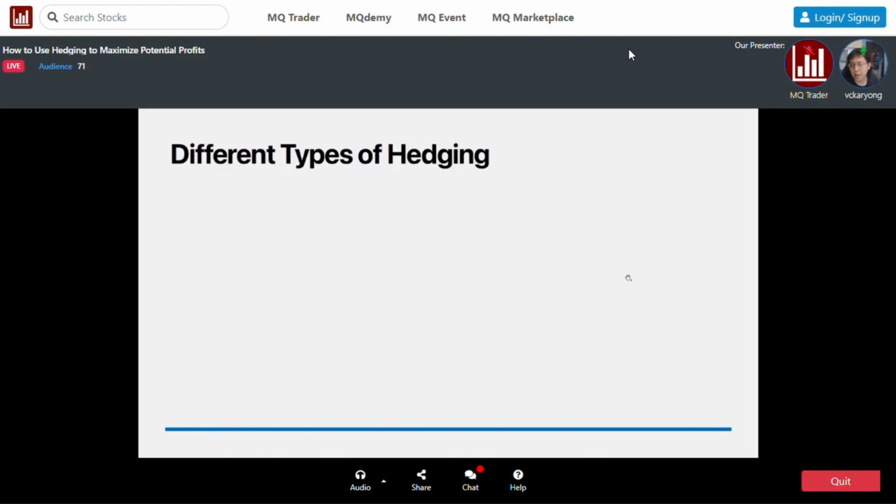Now, there are different types, as I mentioned. One is you can use futures contracts. Some of these methods may be a bit more advanced, because if you're using futures contracts, you need to understand the futures market, and if you're using options to hedge, you need to understand the options market. Futures contracts are quite straightforward. The whole idea is you have an expiry date. As traders, we seldom use futures contracts to do hedging.